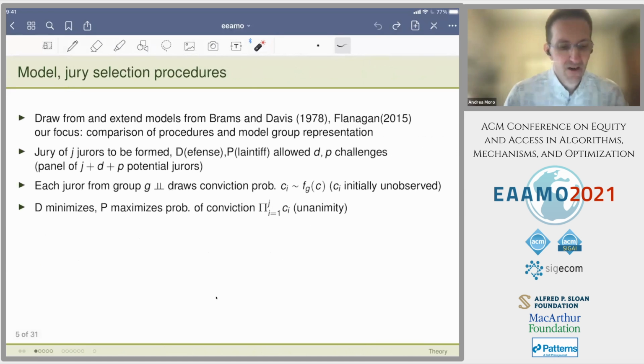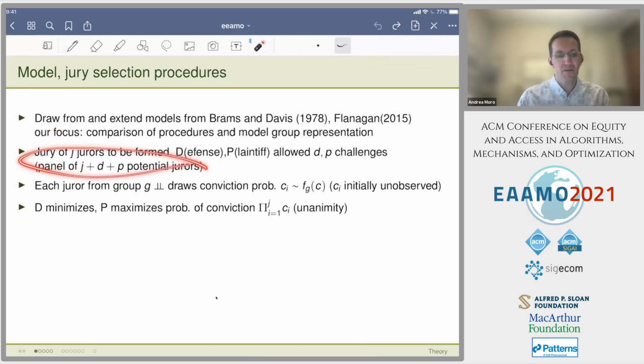To give you a sense of how we think about this problem, I'm going to describe the model, which we draw from a literature that dates back to the 70s. In the model, there's a jury of J jurors to be formed. The defense and the plaintiff are allowed a number of challenges. So they start off with a panel of potential jurors, which is the number of jurors to be seated plus the number of challenges that the parties have.